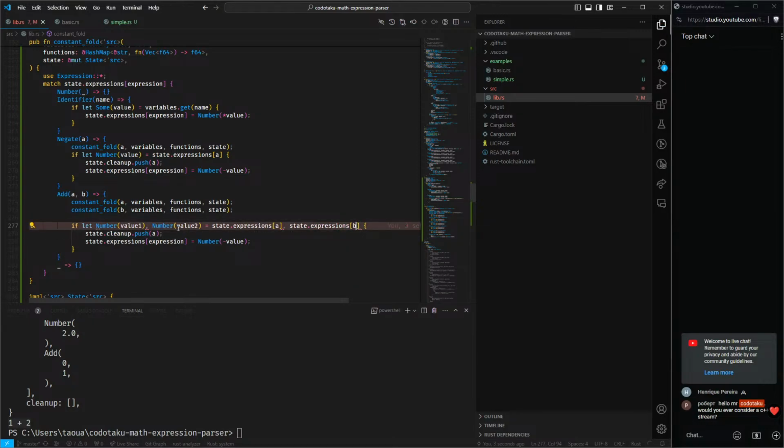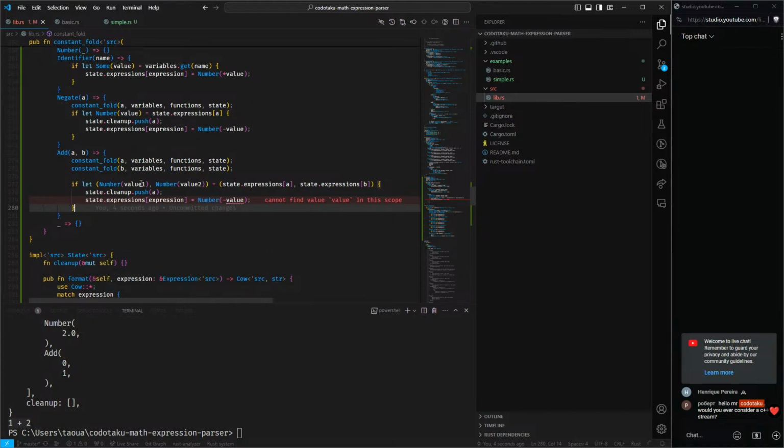Is this how it's done? Maybe I think we need a tuple here actually. Okay. Is that how it is? I guess so. Okay, cool.